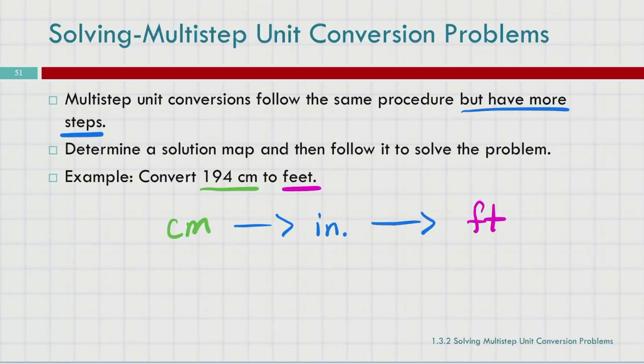What is our conversion factor between inches and feet? How many inches are in a foot? 12 inches equals 1 foot. How many centimeters are in an inch? What's our conversion factor there? It's 2.54 centimeters equals 1 inch.